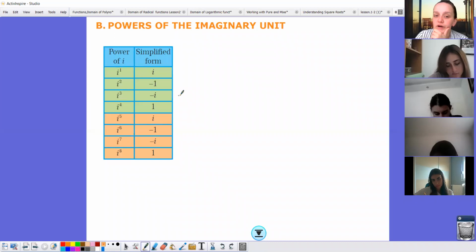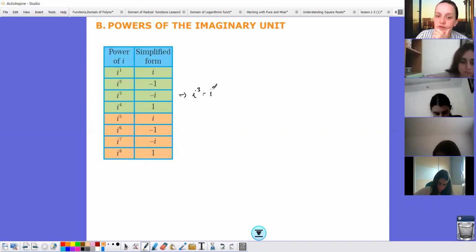Then I cube. What is I cube? I can write I cube as I squared times I. So we know that I squared is -1, then it will be -1 times I, which is -I. Okay?